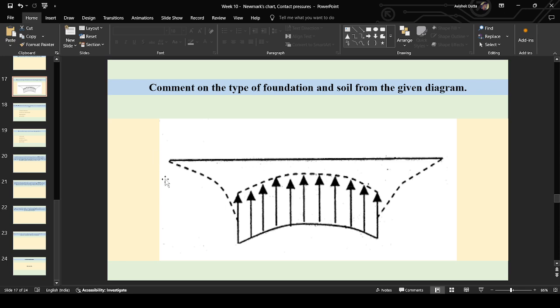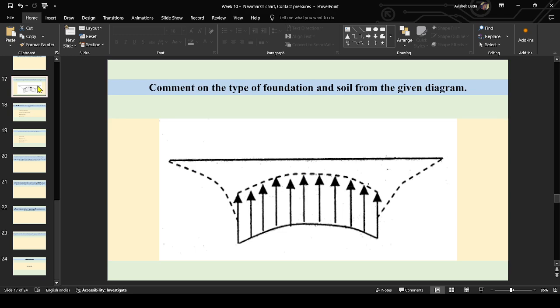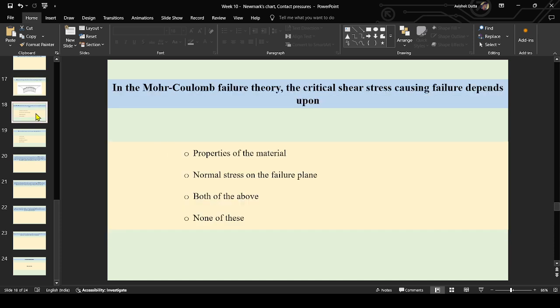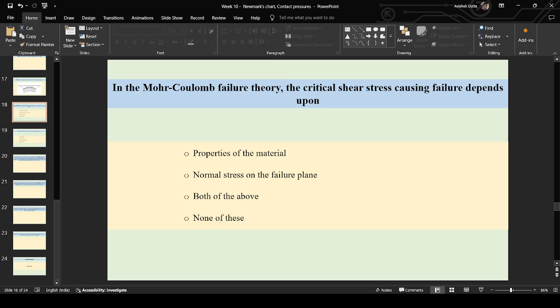I hope you are done with this. Next question. Yes, so up till this question, it is the Newmark chart and contact pressure chapter. Now some additional questions, because otherwise the session won't be equivalent to a 2 hour session. I've added some part from the shear strength and earth pressure theories, which I think are not there in the syllabus, so I will not get a chance of including them later.